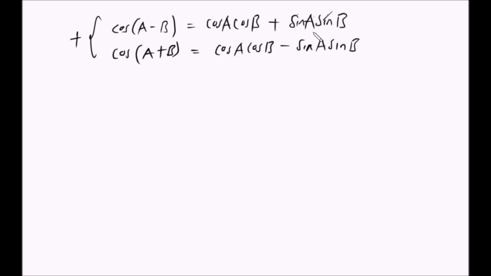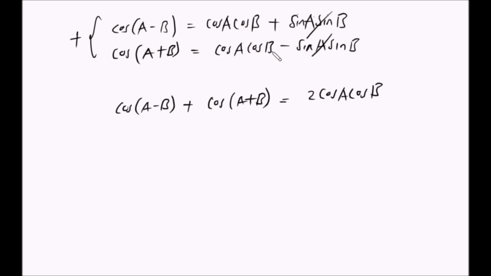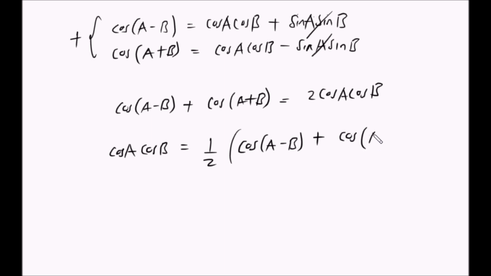So you can see this plus this becomes 0. So cos of A minus B plus cos of A plus B is equal to 2 cos A cos B. I mean cos A cos B plus cos A cos B is 2 cos A cos B. So cos A cos B is equal to 1/2 of cos A minus B plus cos A plus B.